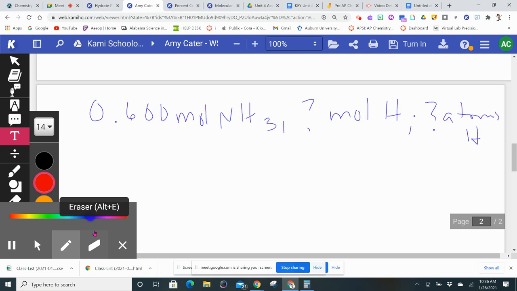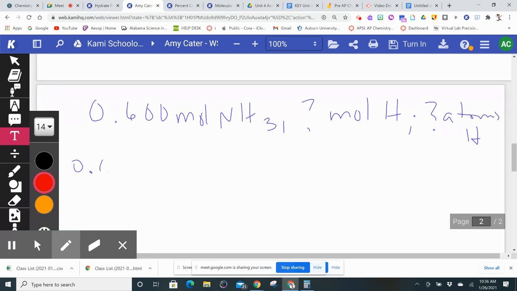What am I given? I'm given NH3 and what else? Moles of NH3. How many moles? 0.6. Okay, so I start right there: 0.600 moles of NH3.